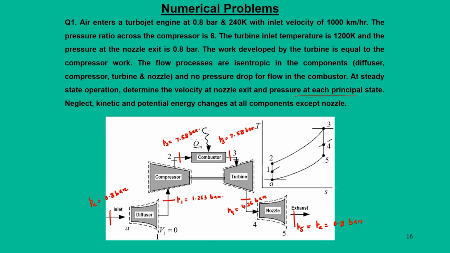So this is all about the pressure conditions at all principal states in the cycle. Finally, the velocity V5 is equal to 1247.7 meters per second. This demonstrates that jet velocity is too high to give necessary thrust through this concept of gas turbine cycle implemented in turbojet engines.